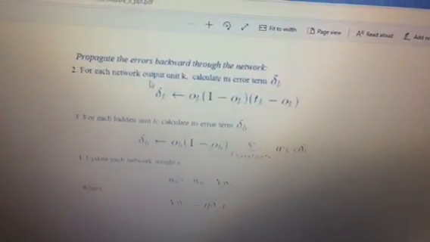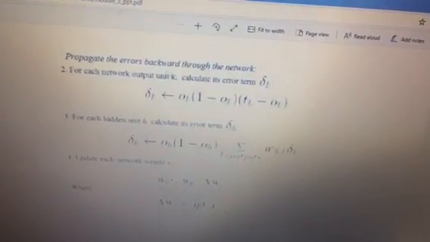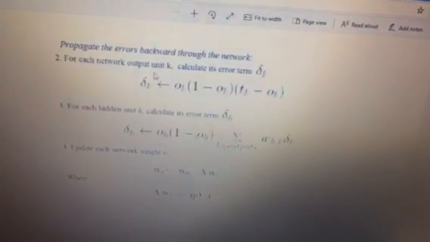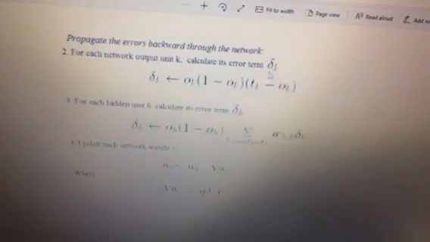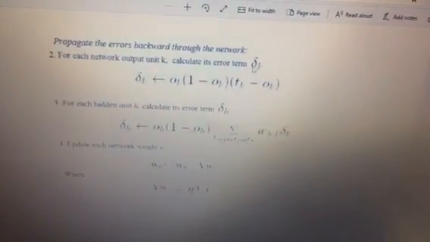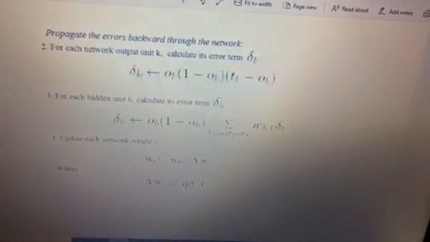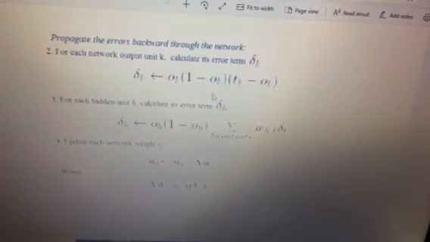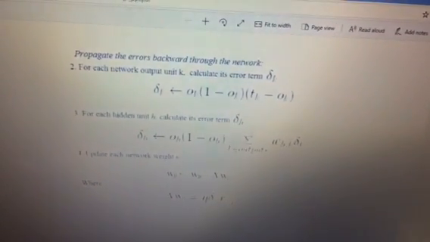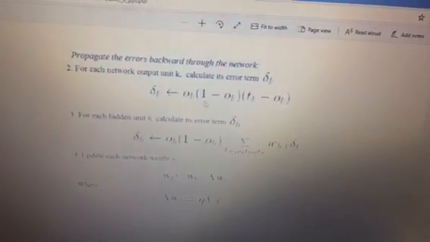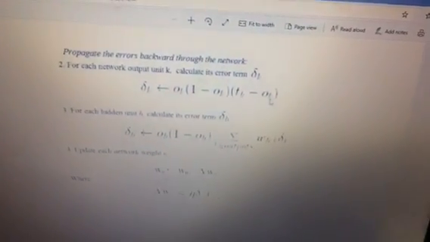For each network output unit k, the network unit k indicates that there is a hidden layer present. Calculate the error term, that is delta k. The delta notation indicates that it is a backpropagation constant. So delta k equals, since we have utilized a sigmoid activation function, o_k into 1 minus o_k into (t_k minus o_k).